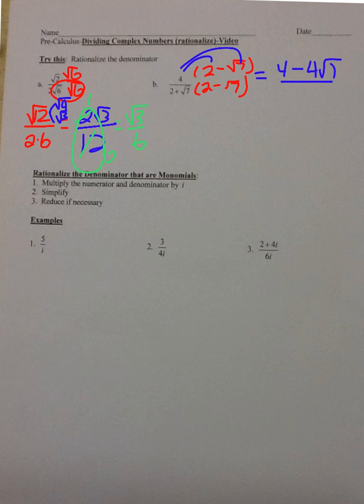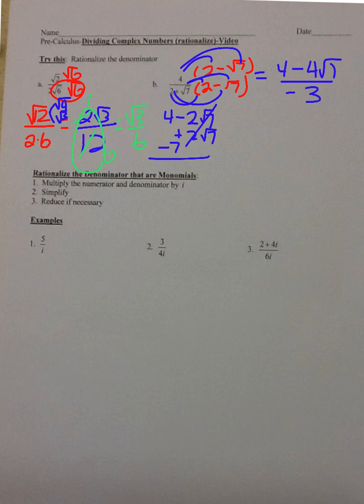will cancel out. So I have 2 times 2 is 4. 2 times negative the square root of 7 is negative 2 square root of 7. And 2 times the square root of 7 is positive 2 square root of 7. And then the square root of 7 times negative the square root of 7 is negative 7. So I get 4 minus 7, which is negative 3.